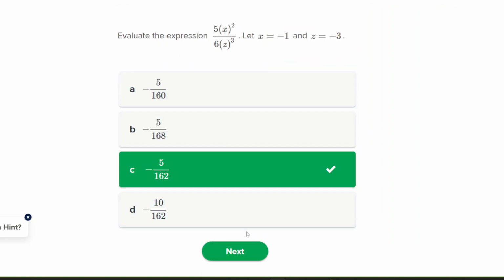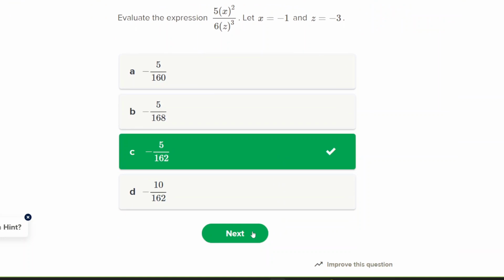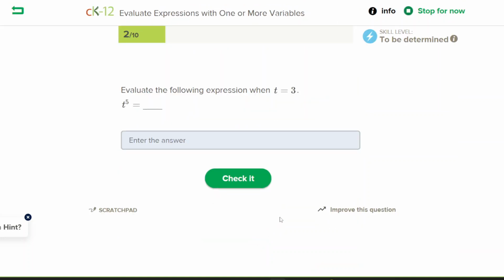Let's check it out. Wonderful. All right, so again, I'll do about half of these. So let's go to example 3. Now this one's not multiple choice, right? We have to enter our own answer. You have t to the 5th power is the expression, and we're evaluating it, finding the number it's equal to when t is replaced by the number 3.